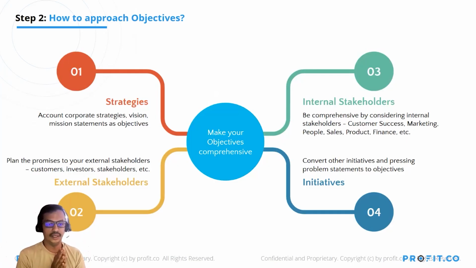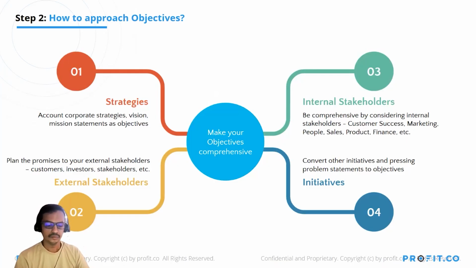So remember very carefully, these are the four things that you will have to account for when you consider your objectives at the higher level. First, strategies, through your corporate strategies, vision, mission statement, all those factors. Then consider all the promises that you made to your external stakeholders. Then think about all the functions, covering all the functions of your organization when you write your company level goals. And the last, the initiatives that you are going to take for your organization. So these are the four important things that you will consider when you approach your objectives.